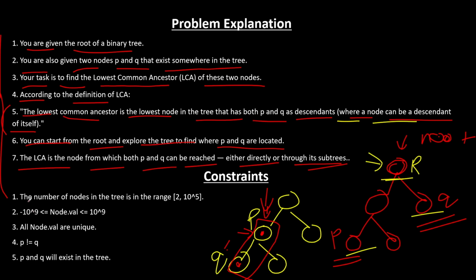Constraints of the problem: the number of nodes in the tree is in the range 2 to 10 to the power 5. The node value could be from minus 10 to the power 9 to positive 10 to the power 9. All node values are unique. P and Q are never equal, the values cannot be equal. And P and Q will always exist in the tree. So these are the main things which we should know. I hope you understood the problem explanation and the constraints. Now let's move to the next slide.